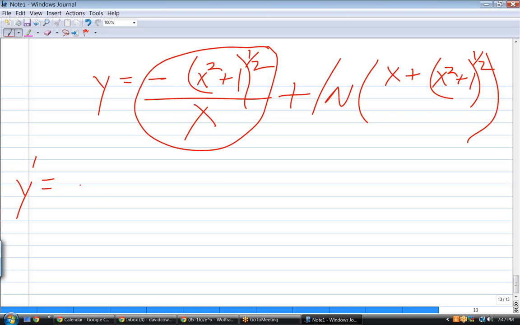Okay, so then it's going to be x times the derivative of the top. What's the derivative of the top? Well, I guess it would be negative 1/2 x squared plus 1 to the negative 1/2, but then I didn't take the derivative of that inside part. Do that now, times 2x. Oh, yeah, that's right. I just throw that on at the end. So that's the bottom times the derivative of the top.